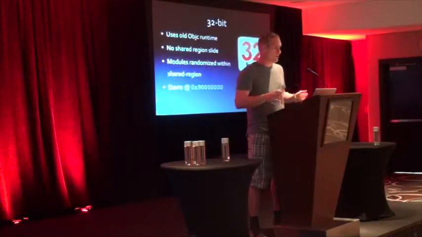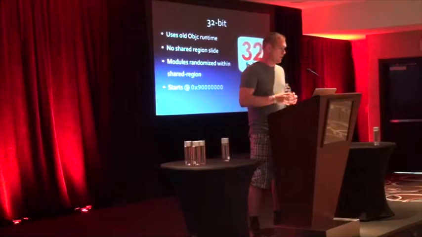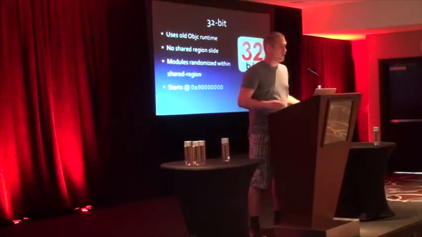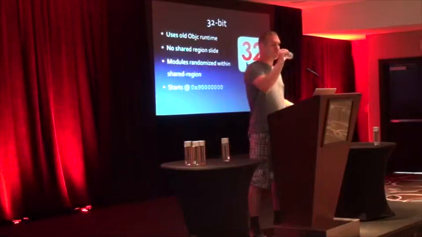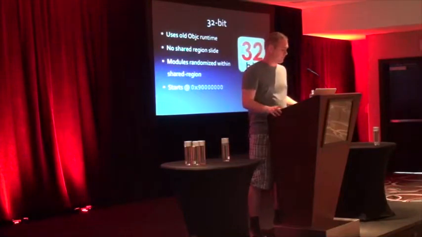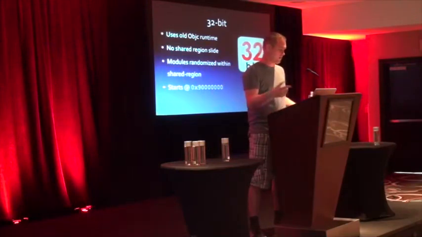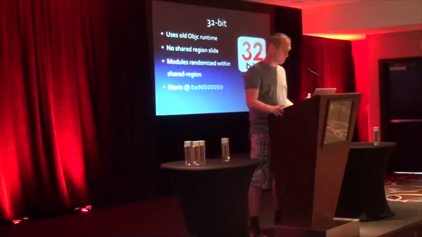So I'm going to go over both architectures because they vary quite a bit. The reason I start with 32-bit is it's a little less complex, and we can go over it quickly. There still are quite a lot of processes on OS X that are 32-bit, so it still is relevant, even on a 64-bit machine. So the 32-bit processes use the old Objective-C runtime. There's no shared region slide, and the shared region actually starts at 0x9000000. So you can basically count on the shared region struct being there, followed by each module in turn.